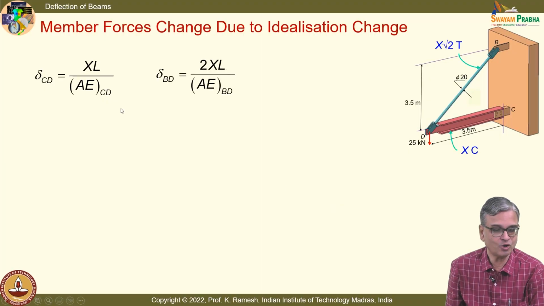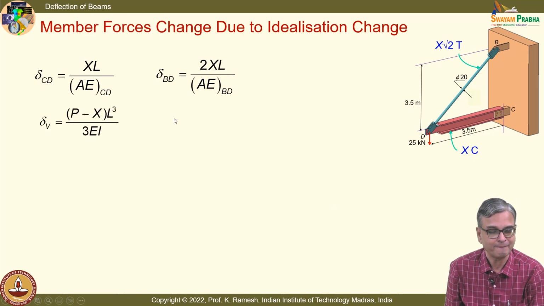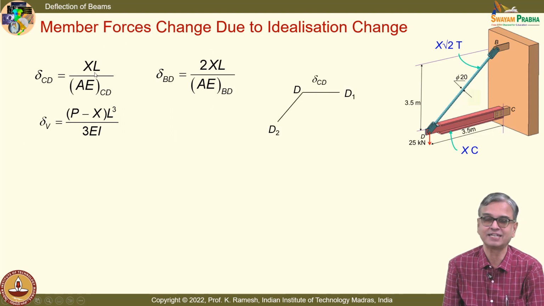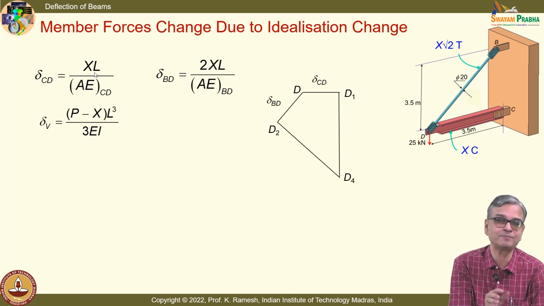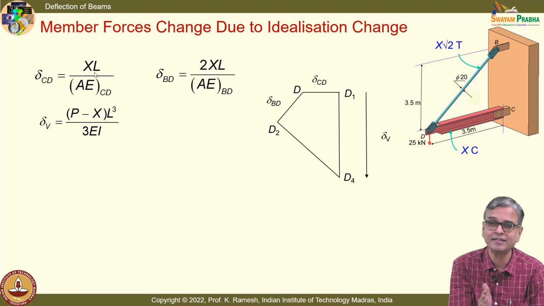And when I look at the deflections delta CD and delta BD, I can write them in terms of the assumed unknown X. I know delta V, so I use delta V as the basis to calculate the value of X. Is the idea clear? In all statically indeterminate problems, you have to bring in the deflection behavior to solve for the forces. This we have already seen.